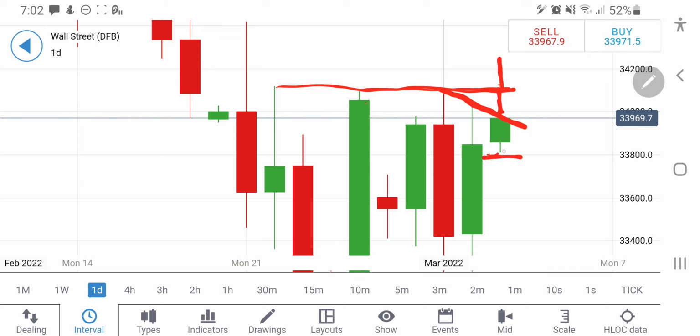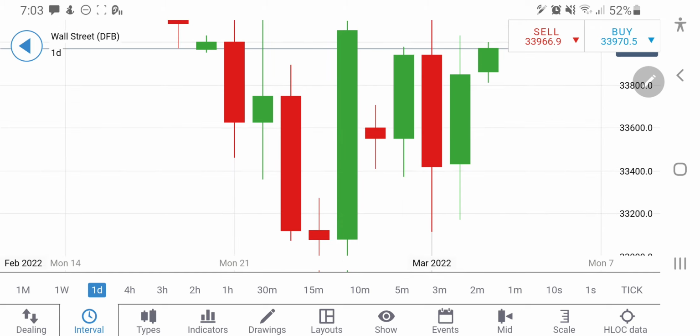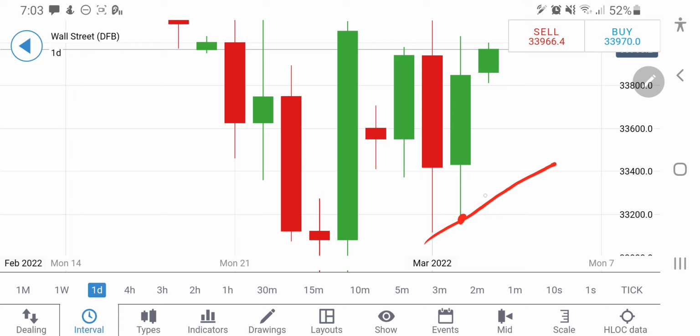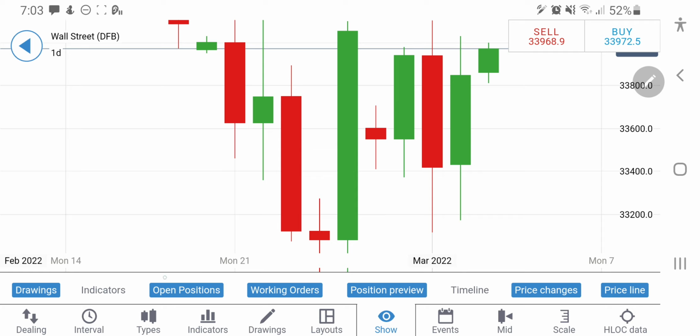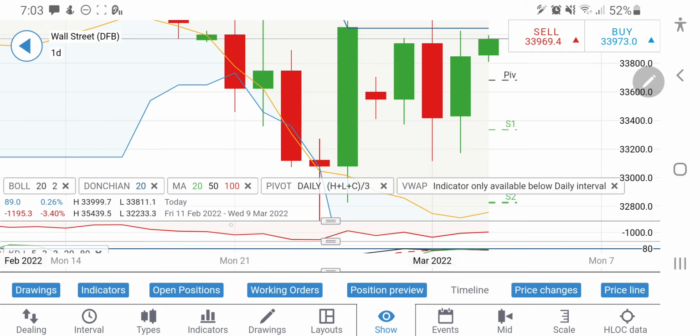On the downside, 33,800 is the level below which it is going to break again on the downside, where you can expect it to achieve, see, higher lows, indicating now the support at around 33,300. So if it continues to break, it may give you a stronger break on the downside. Now let's have a look at the indicators here.